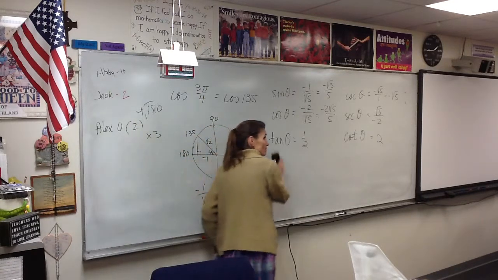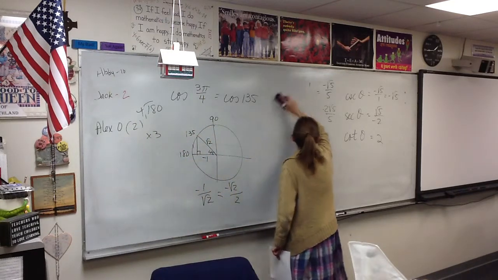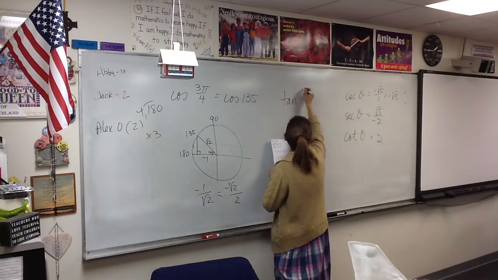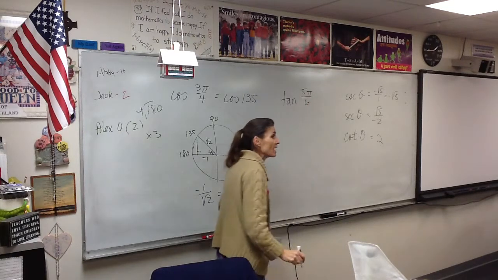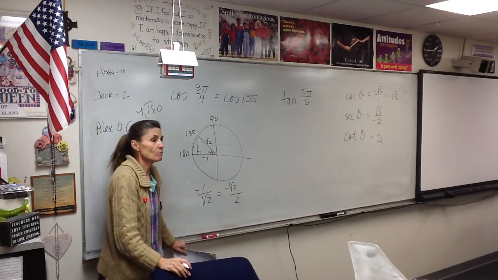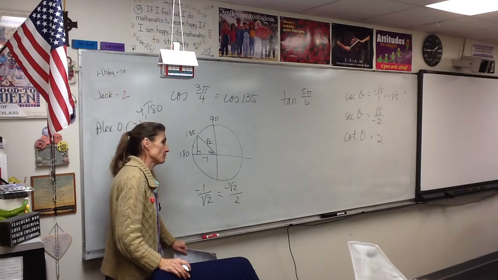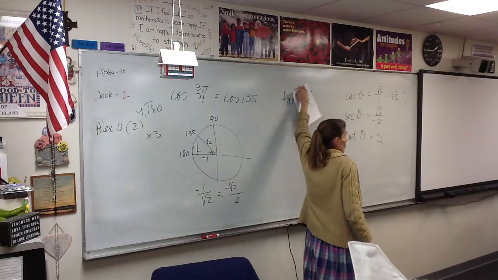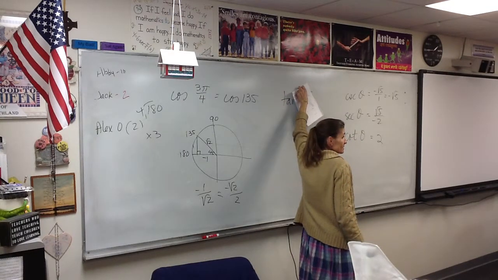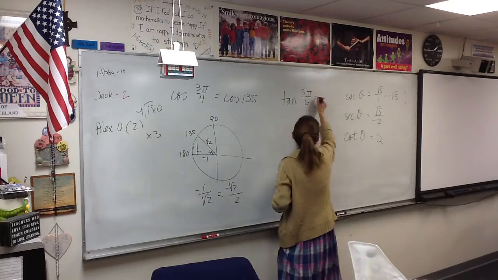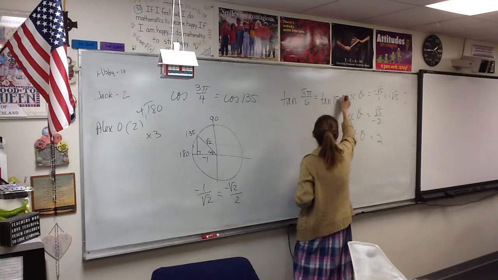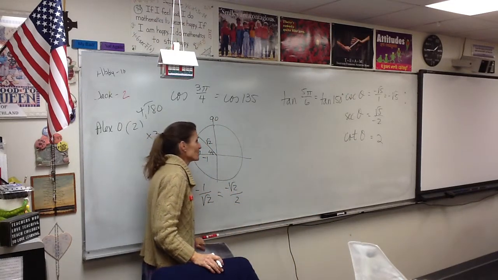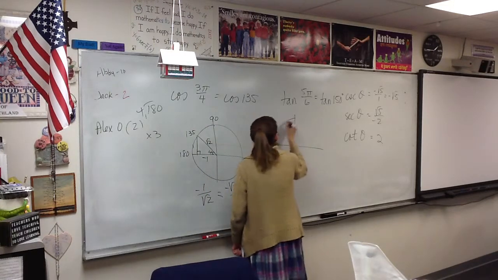Next problem is exactly the same kind, different answer, but it's the same kind of problem. So let's see if we can remember. What do we do first? We change it to degrees. So, do you understand how to do that? 180 divided by 6 is 30, times 5 is 150. All right, let's draw it.